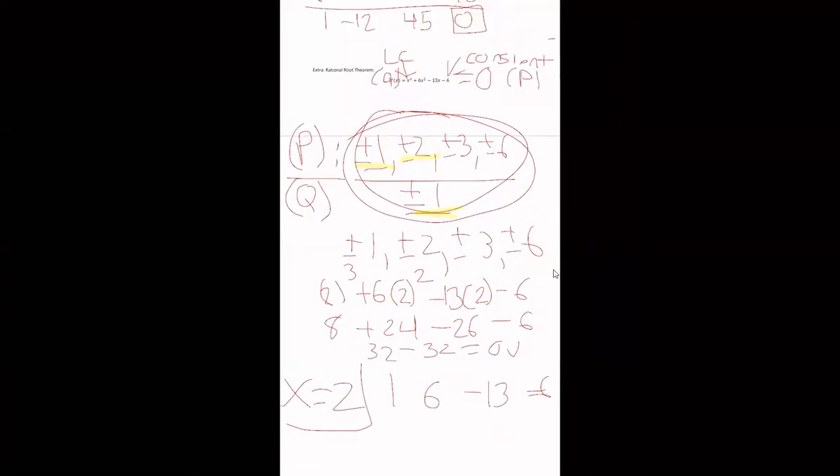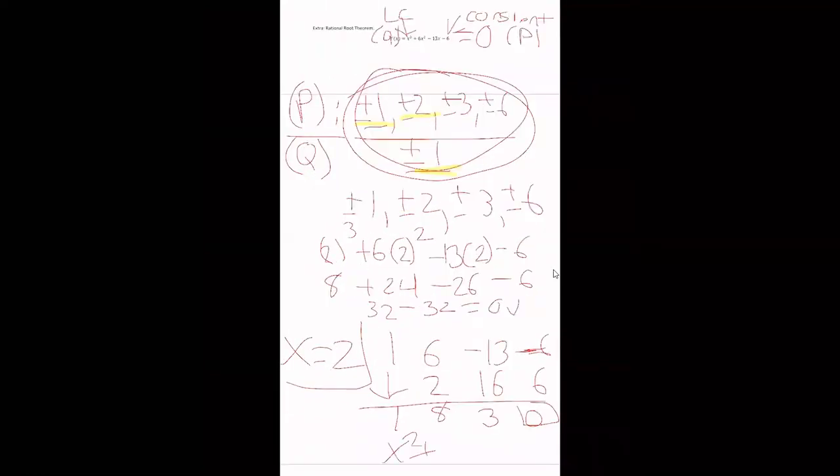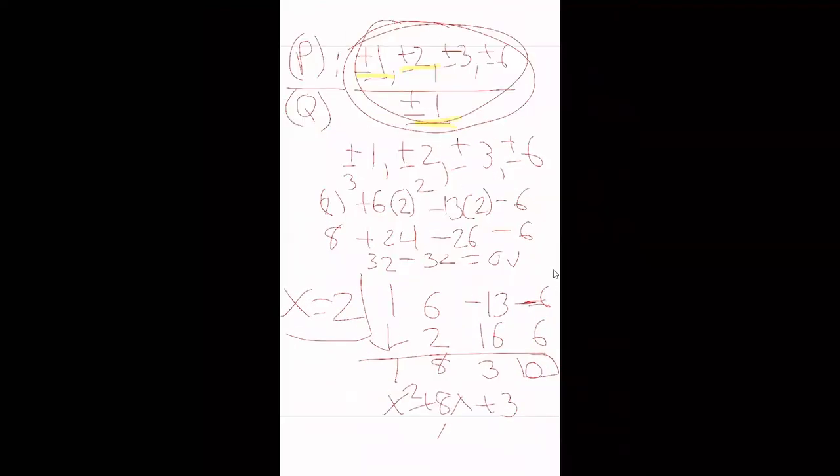But now we would do synthetic division, just like we would in all our other problems. So you would have the 1, the 6, the -13, the -6. And you would just bring this down. That was a -6, just so it's clear. So this would be x squared plus 8x plus 3. That doesn't factor out nicely, so you would have to use the quadratic formula to solve. But just for illustration, that's how you would do this.